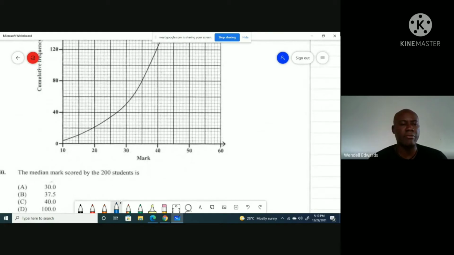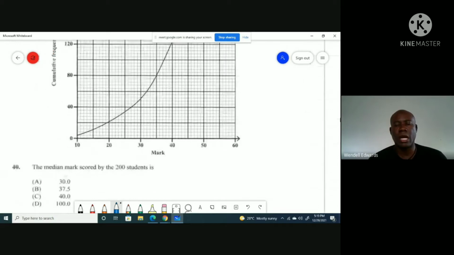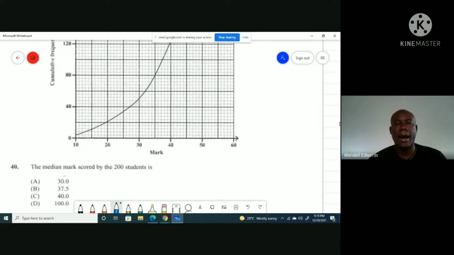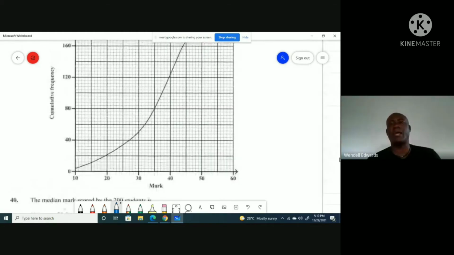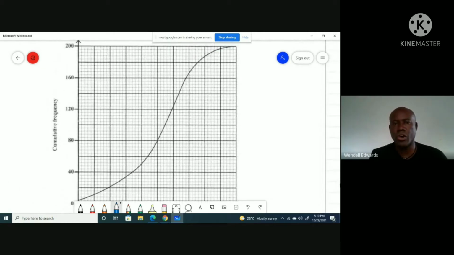So the diagram is asking for the median score of the 200 students. All right, the median is Q2. It's 50% of the sample. So we're going to find 50% of the sample, and from there we can proceed. So first, we want to understand that the median is 50% of the sample. So if we're talking about 200, 100 is going to be right here. This is 50% of the sample.